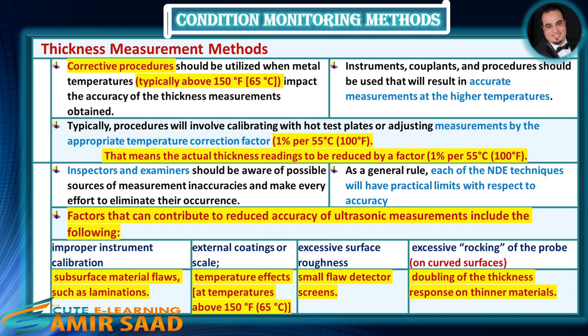Inspectors and examiners should be aware of possible sources of measurement inaccuracies and make every effort to eliminate their occurrence. As a general rule, each of the NDE techniques will have practical limits with respect to accuracy. Factors that can contribute to reduced accuracy of ultrasonic measurements include the following: improper instrument calibration, external coatings or scale, excessive surface roughness, excessive rocking of the probe on curved surfaces, subsurface material flaws, such as laminations, temperature effects at temperatures above 150 degrees Fahrenheit, small flaw detector screens, doubling of the thickness response on thinner materials.